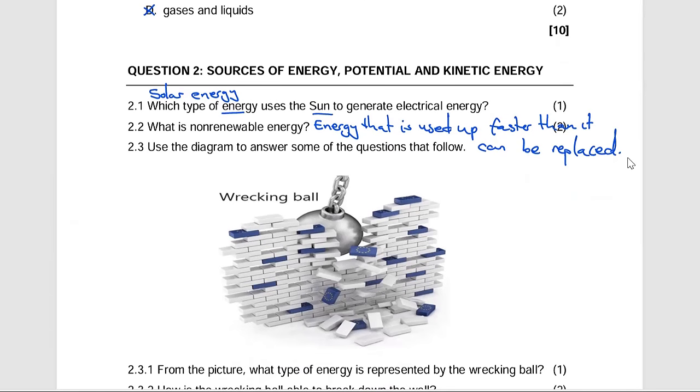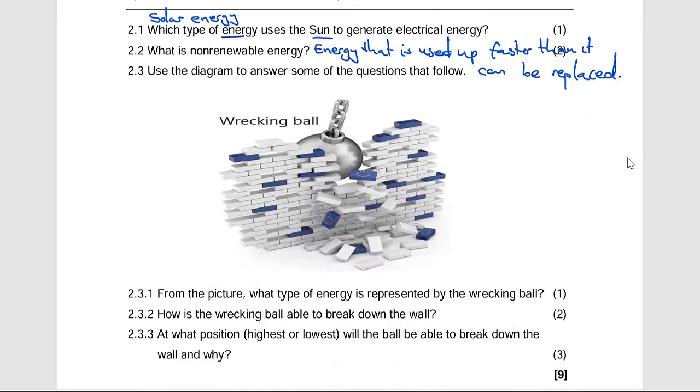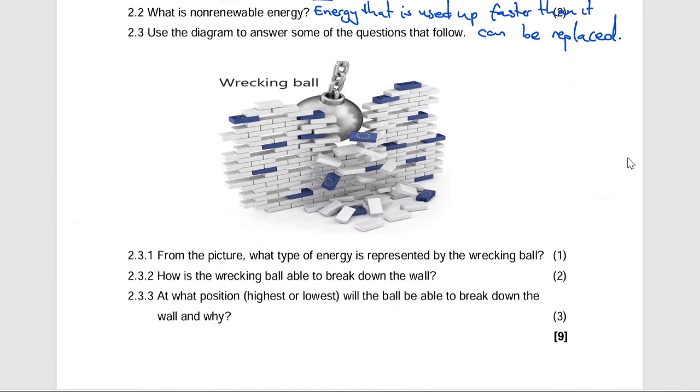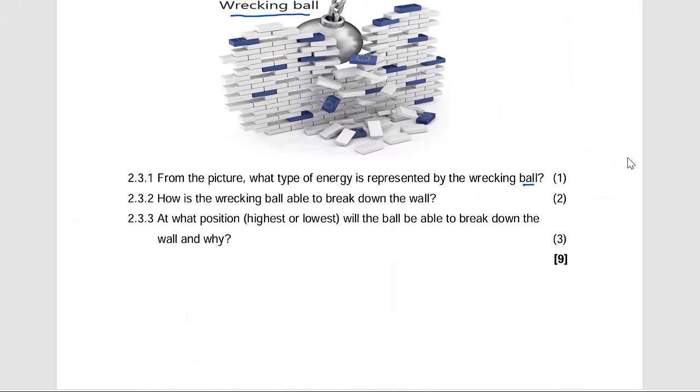So use the diagram to answer some questions that follow. We're given here a wrecking ball. Then they're saying from the picture, what type of energy is represented by the wrecking ball, right? If we move it back, maybe we lift it above the ground, we're going to have what we refer to as potential energy. So for 2.3.1, I'm going to say it has got potential energy, right? Once you pull it back and above the ground, it is going to have potential energy.